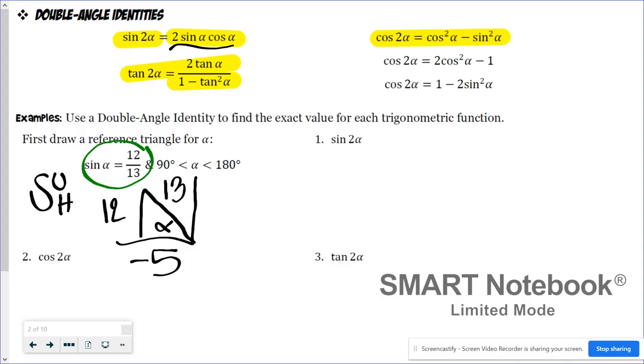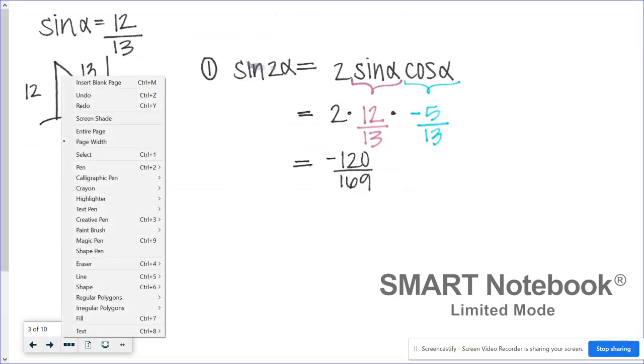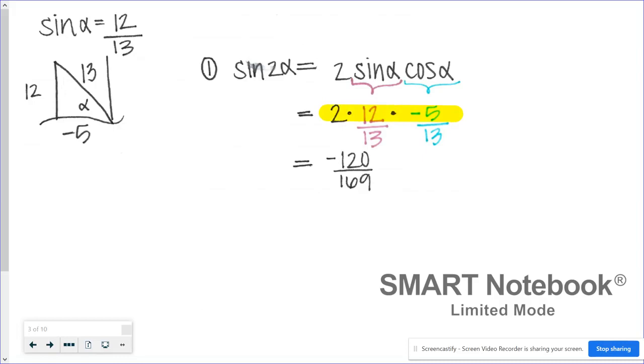Sine alpha is 12 over 13. Cosine alpha would be the adjacent over the hypotenuse, so cosine alpha would be negative 5 over 13. All I'm going to do is substitute these ratios into my identity formula. It's going to look like this: 2 times 12 over 13 times negative 5 over 13. Multiplying fractions is really easy. All you have to do is multiply the numerators together and multiply the denominators together. And then if you can simplify the resulting fraction, you really should.